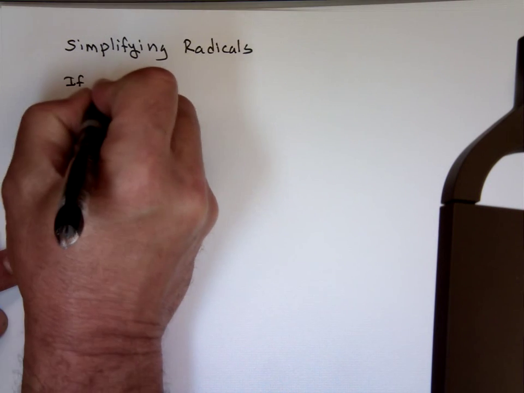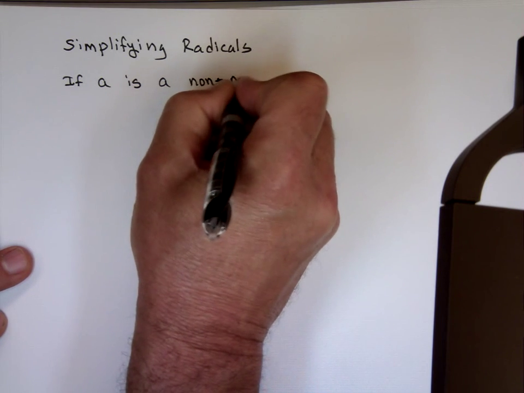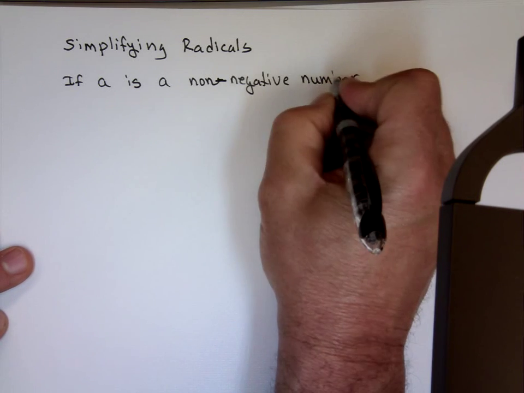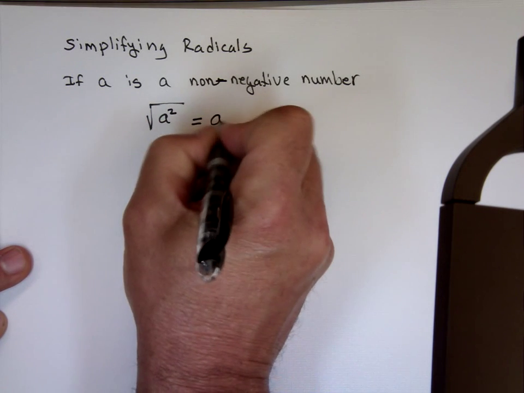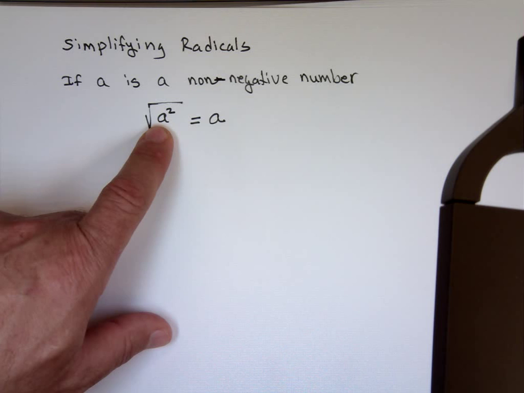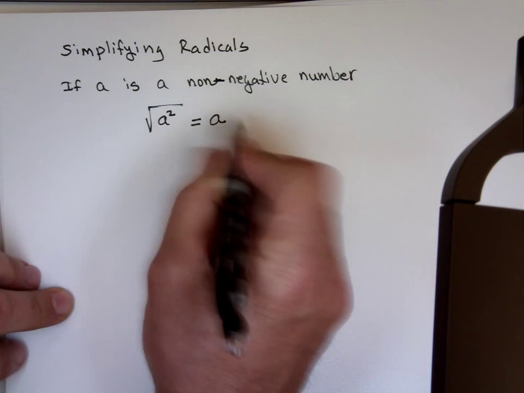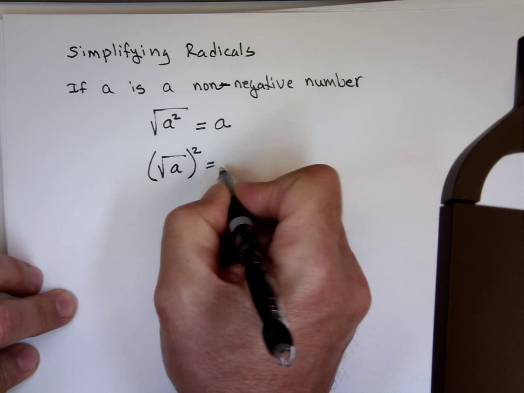Again, if a is a non-negative number, then the square root of a squared is always going to equal a. Why? Take the a, multiply it by itself. What's a times a? A squared. So that's the rule I'm going to be using: the square root of a squared is a. Sometimes we write the square on the outside. If we do the square root of a, the whole thing squared, that's the same as the one above it. That's also an a.